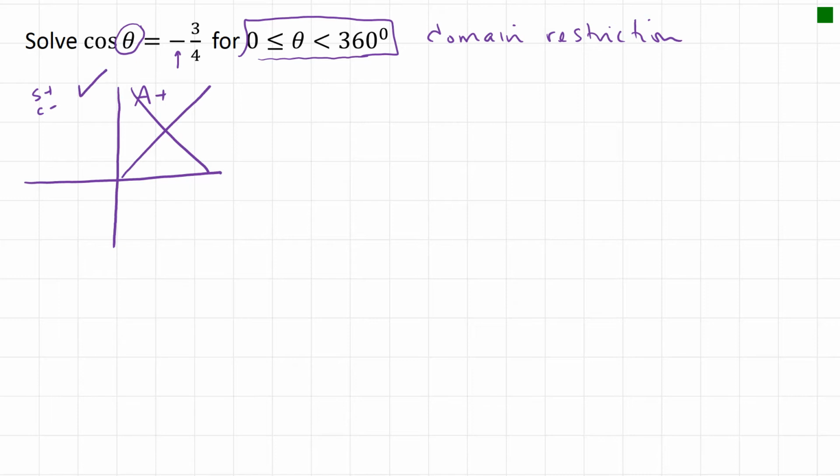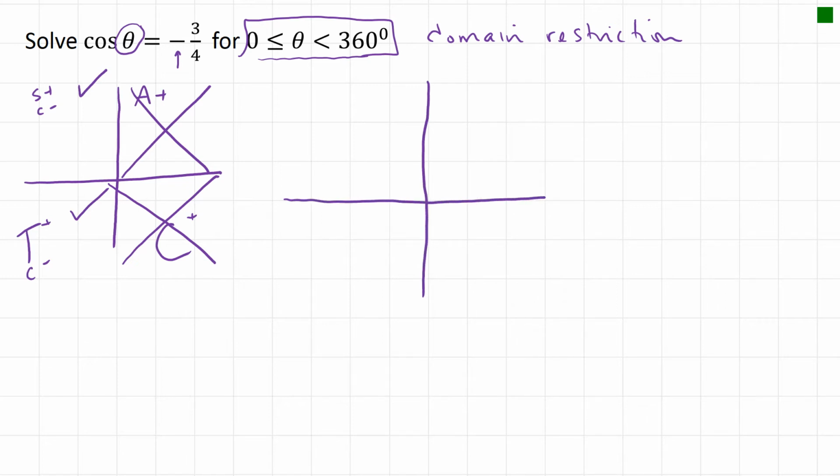In this quadrant here, it's the T quadrant, which means tan is positive and cosine is negative, so that is also a possibility. And here that's the C quadrant, which is cosine positive, so we know that this one is not a possibility. So we've got two places where there is going to be an answer that gives the ratio that is negative.